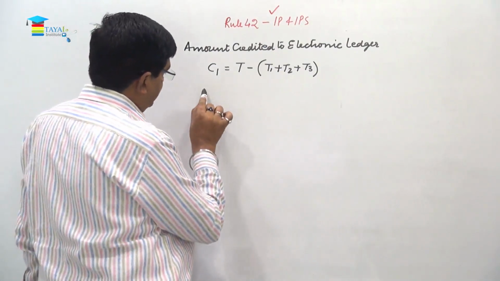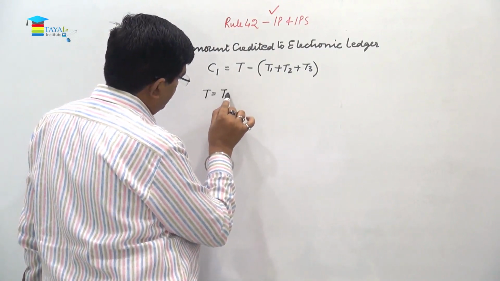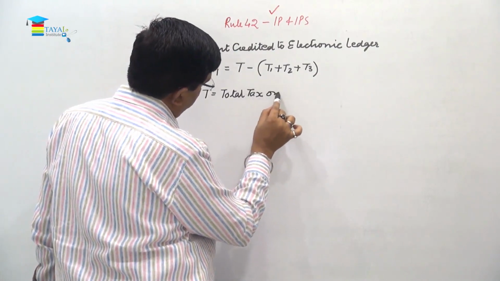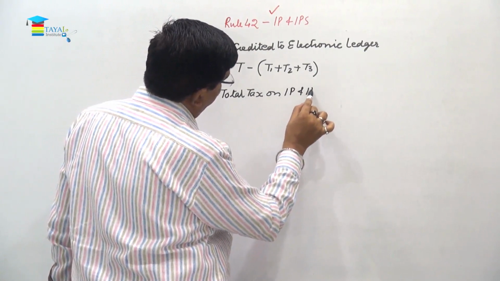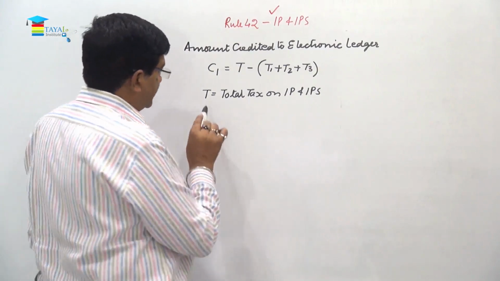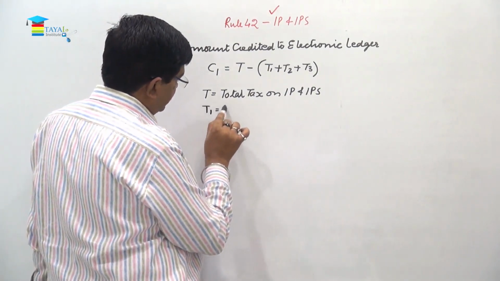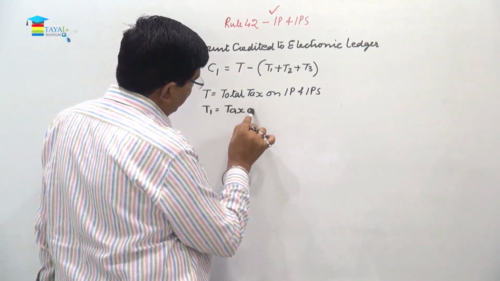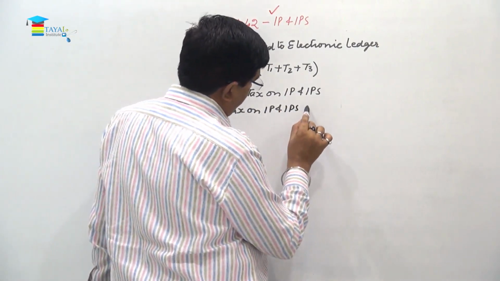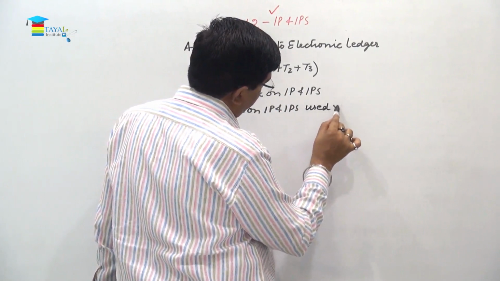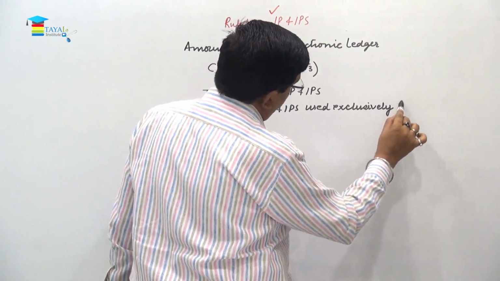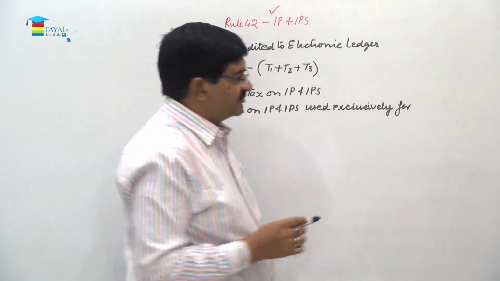So T is the total tax on inputs and input services. That is the total amount of tax. T1 is the tax on inputs and input services used exclusively for non-business purposes.